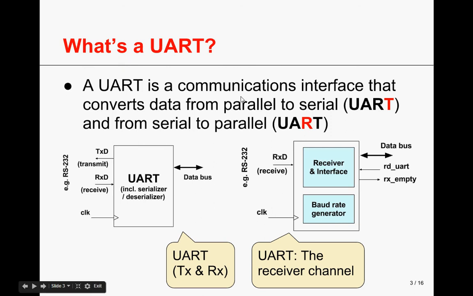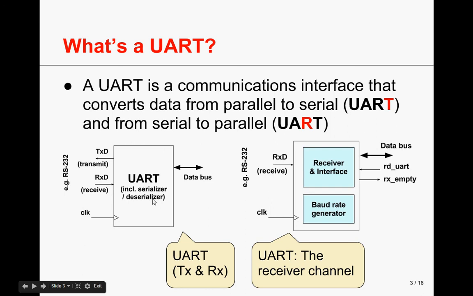To start with, we ask what is a universal asynchronous receiver and transmitter. Well, it is simply a communications interface that includes one serializer, that is to say it converts from parallel to serial, and this is the transmit letter in the word, and also a deserializer, that is to say a block that converts from serial to parallel, and that will correspond to the receiving function of the UART.